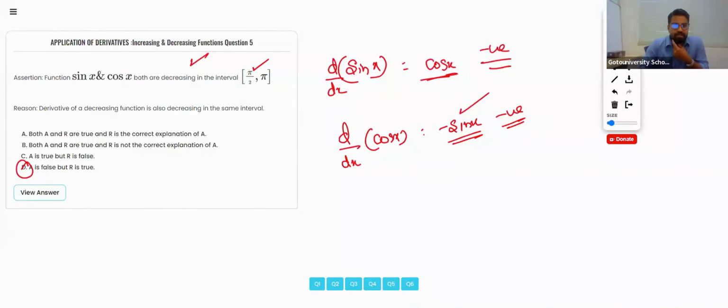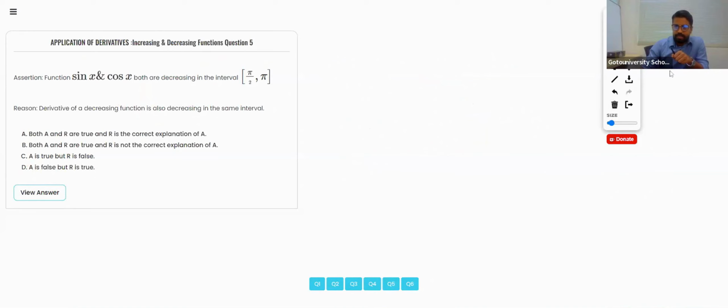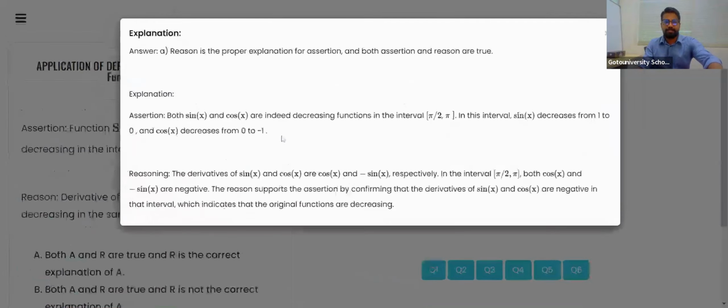The reasoning says the derivative of a decreasing function is also decreasing in the same interval. Is it true? Does it have anything to do with this question? No. That means the assertion is true. Let's see whether the reasoning is false, or we can give a logic for that. Is that statement true? It says the reasoning is the right explanation of the assertion. So let's look at the explanation part and understand this.